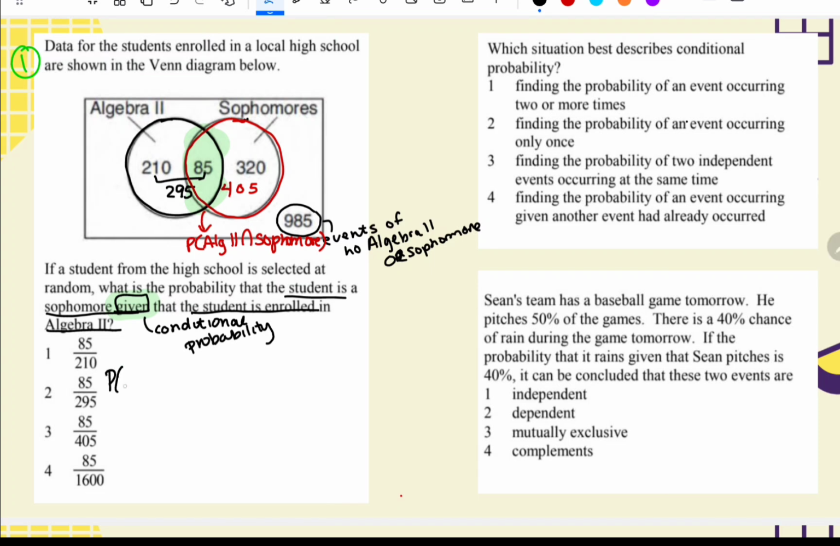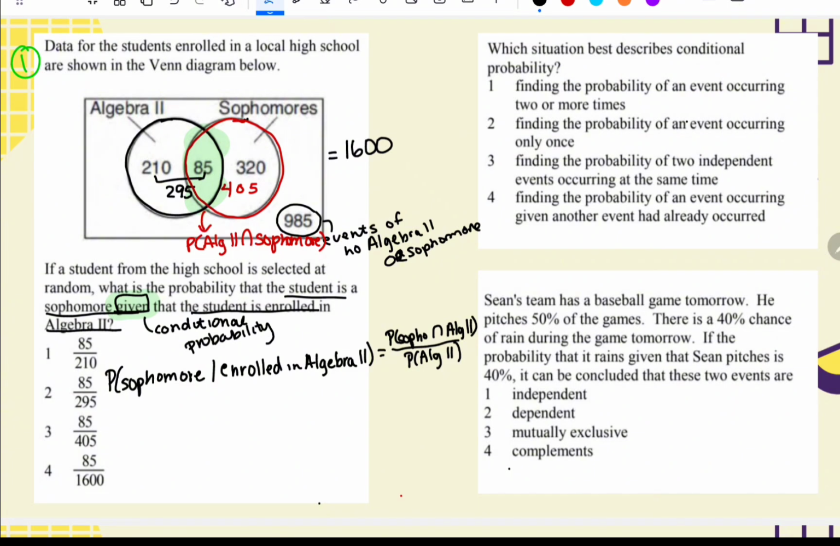So how do we write that? Probability of sophomore given that they are enrolled in Algebra 2. So that is going to be the probability of sophomore, I'm just going to shorthand this, and Algebra 2 over the probability of being in Algebra 2. And the total number of students is 1,600. That's our total number of students in the school.